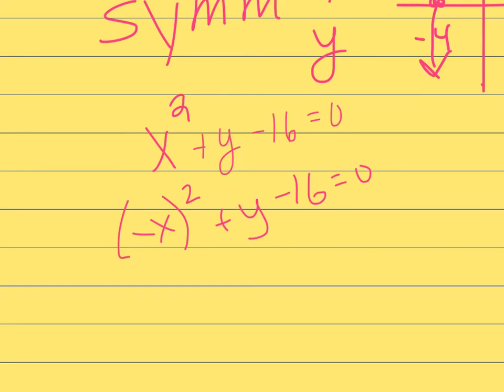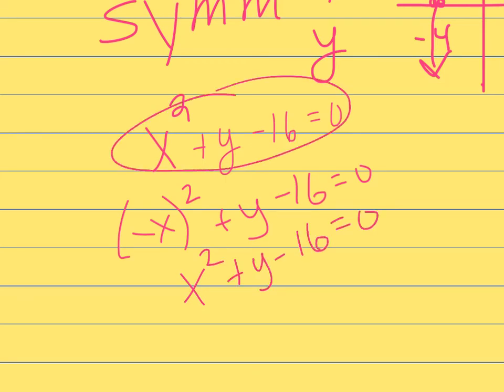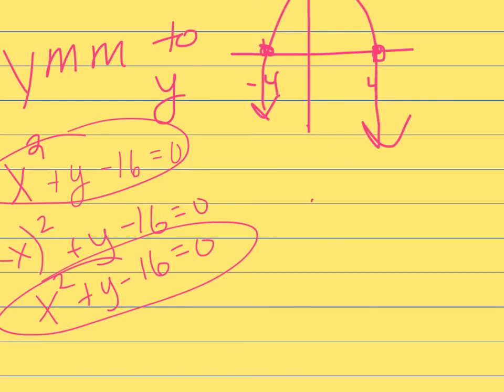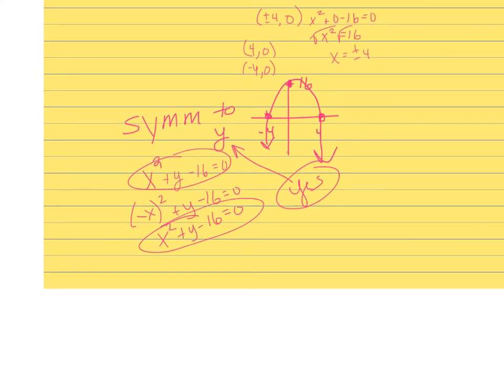What is negative x squared? X. Positive x squared plus y minus 16 equals 0. So here was my original, and here's what happened when I plugged it in to see if there was any symmetry. Are they exactly the same? Yes. So then, yes, you guys proved that it was symmetric to the y-axis.